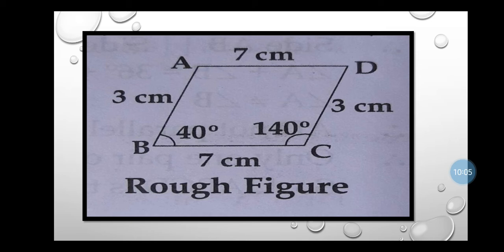Now we know angle B is 40 degrees. We need to find angle C for the construction. So the step is angle B plus angle C is equal to 180 degrees. Why? Because adjacent angles of a parallelogram are supplementary. So 40 plus angle C is equal to 180 degrees. Subtracting 40 from both sides, we get angle C is equal to 180 minus 40 degrees. That means we will get angle C as 140 degrees. Just as we did this sum in the second question, we did the same way. So let's start.